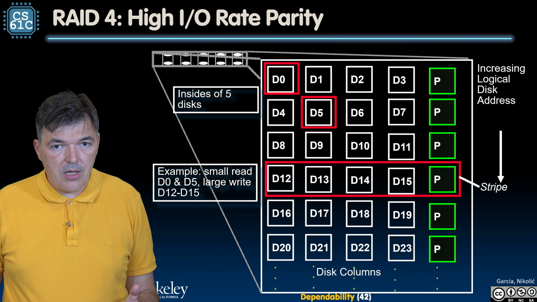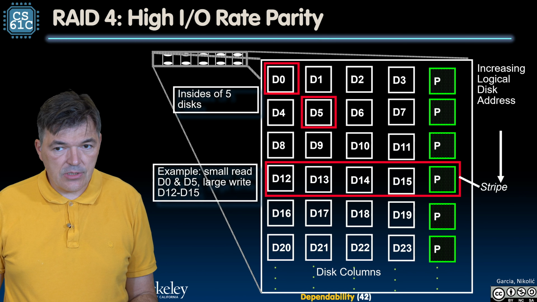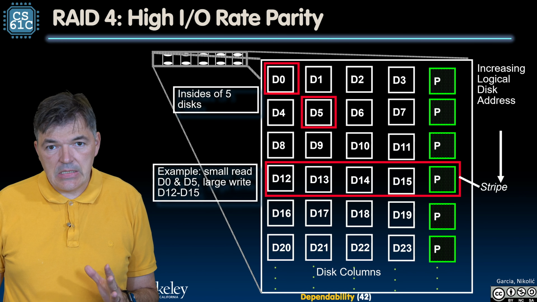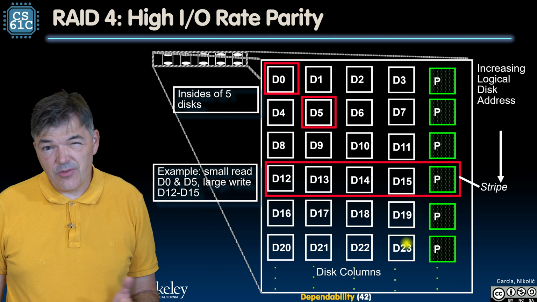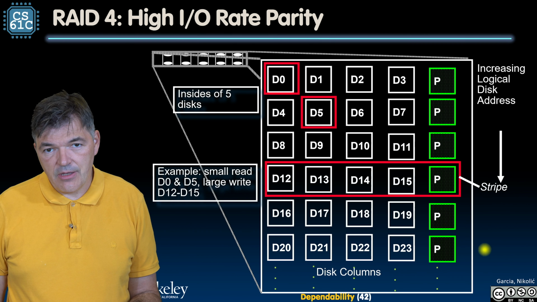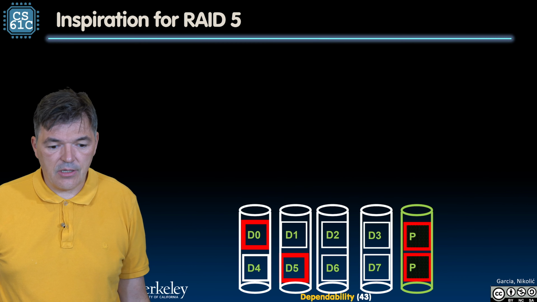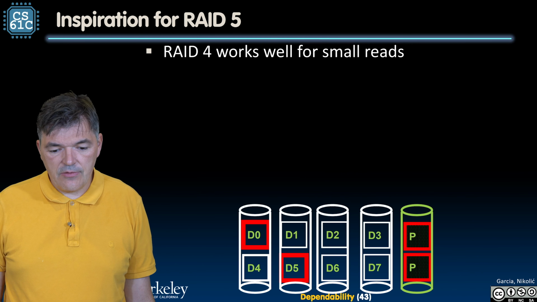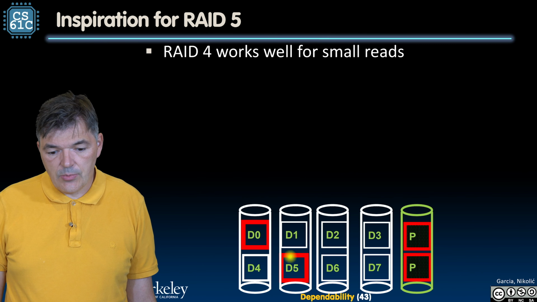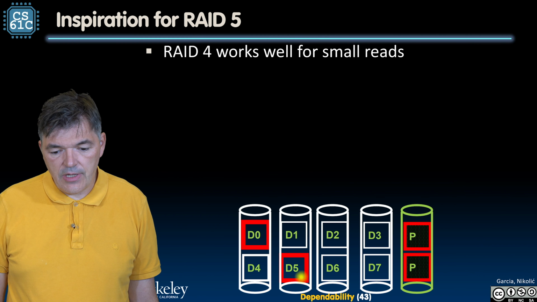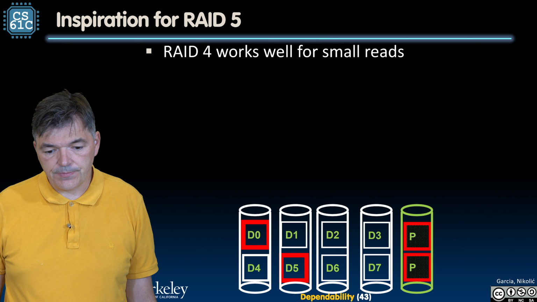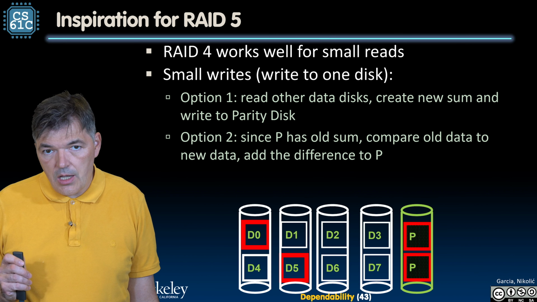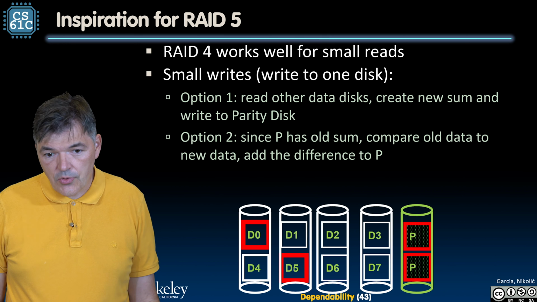Okay, one of the challenges of RAID 4 is the fact that all the parity resides on one disk. So if you're trying to write a bunch of small files, that's going to be the bottleneck. Let's take a quick look at that. So here is our inspiration for RAID 5. If we are writing two small files, D0 and D5, we have to generate parity for each. Those two writes are going to happen concurrently.